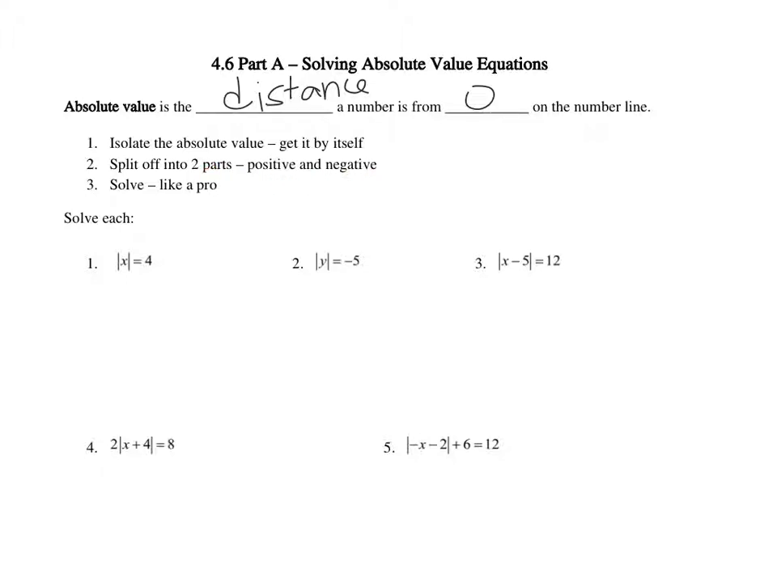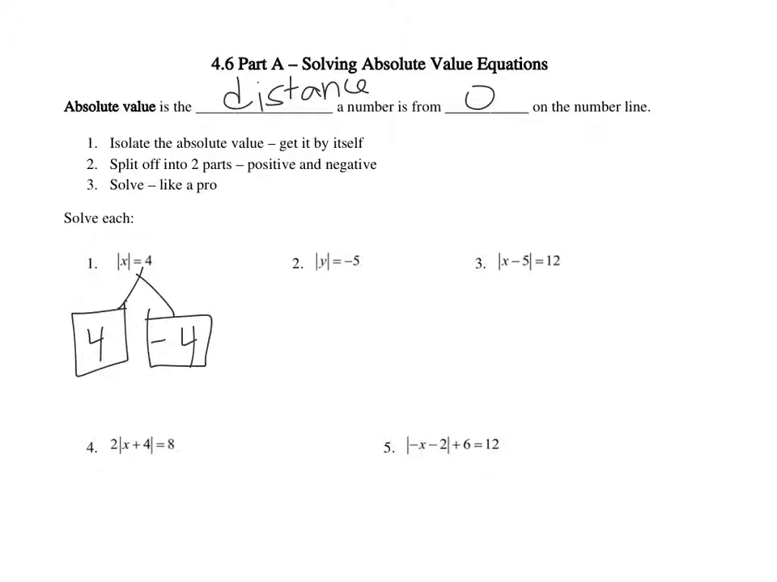So the reason that you're splitting off into positive and negative is this first example right here. This reads that the absolute value of x equals 4. So this is asking, give me a number for x such that the distance this number is from 0 on the number line is 4. Well, there's two answers. I'm going to branch it off. It can be 4 and negative 4. That's why we're going to branch it off. So this has two solutions.